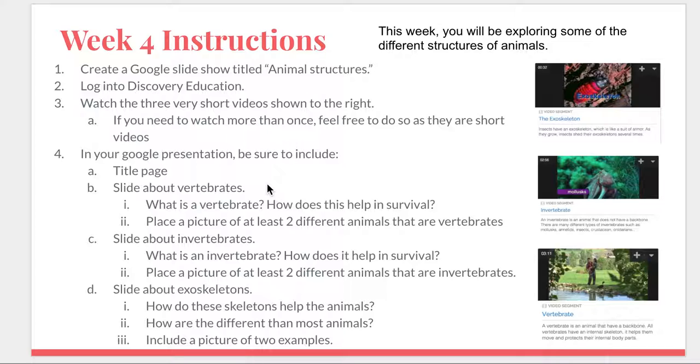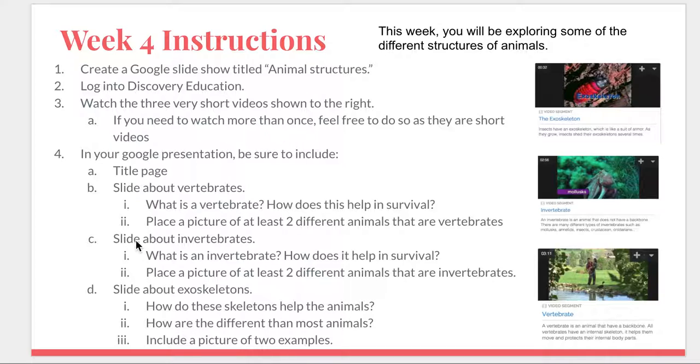Then, using some of that information, you're going to create that Google presentation, and be sure to include in it a title page, and a slide about vertebrates, answering the questions: what is a vertebrae? How does the concept of a vertebrae help in its own survival? Make sure you place a picture of at least 2 different animals that are vertebrate animals.